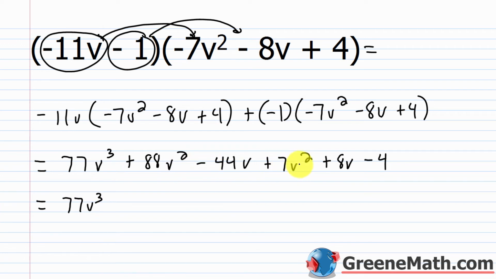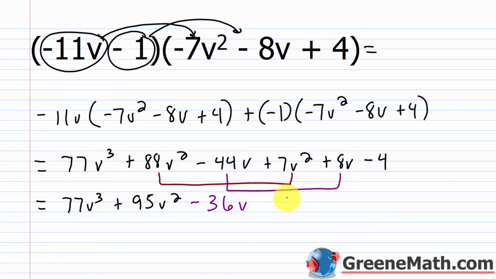88v squared and 7v squared, those are like terms. So what is 88 plus 7? Well, that's 95. So then plus 95v squared. And then for other like terms, we have negative 44v and 8v. Those are like terms. So if we can combine those, you'd end up with negative 36v. So minus 36v. And then lastly, minus 4. So we end up with 77v cubed plus 95v squared minus 36v minus 4.